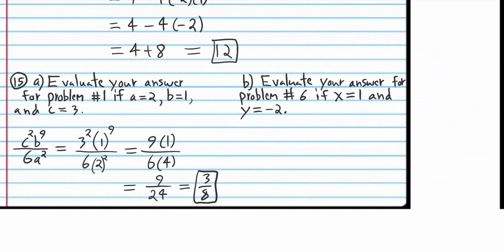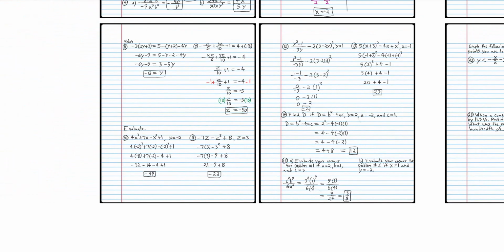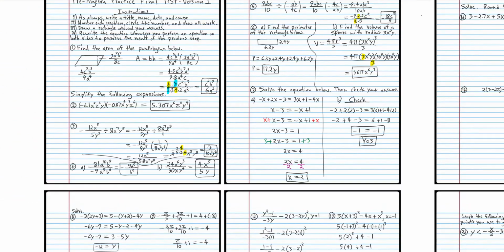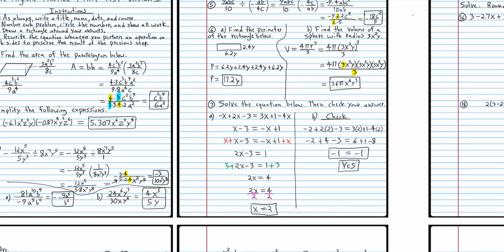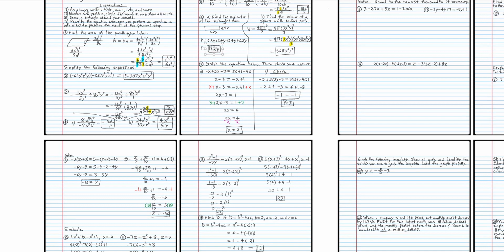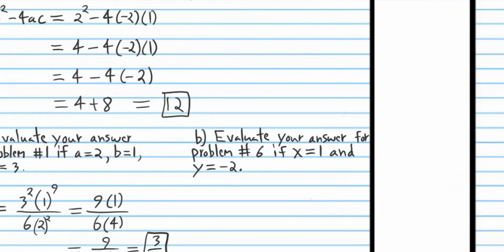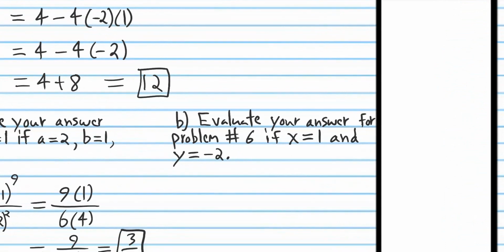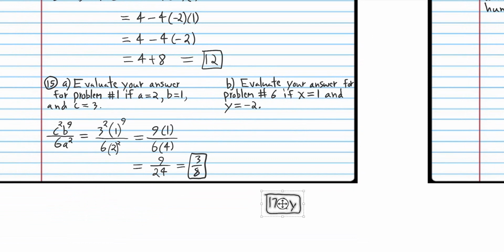Part B, evaluate your answer for problem number 6 if x equals 1 and y equals negative 2. So let's look at problem number 6. So problem number 6 is not the same thing that I have there. So again, I forgot to change that. So let me just copy that. And we'll bring it down. Actually, I do have part B there. So let me just write part B here. Sorry about this. I forgot to change these numbers. So we'll get rid of that. Actually, you know what? I'm just going to use part A there. So problem numbers. Let me just change that to problem number 6A.